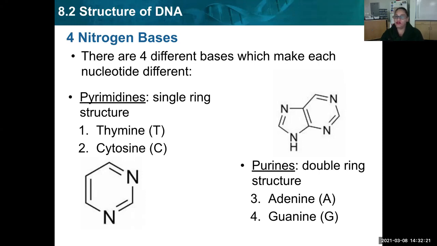And the 2 pyrimidines are T and C. T stands for thymine, C stands for cytosine. And we will rarely call them by their full names. We will usually just call them by their letters.